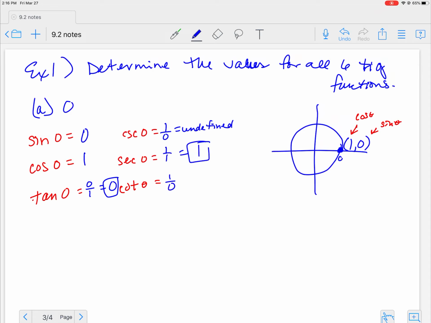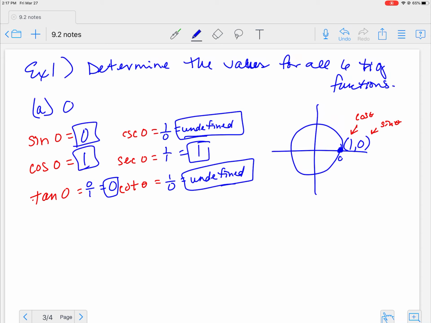What about secant? 1 over 1. That's still 1. What about cotangent now? Will be 1 over 0. Do you see the issue again? Yep, that one is also undefined. And we will see, because we're getting ready to graph these, that's where we can find some asymptotes. But for now, let's just work these out. All right? Let's look at pi.